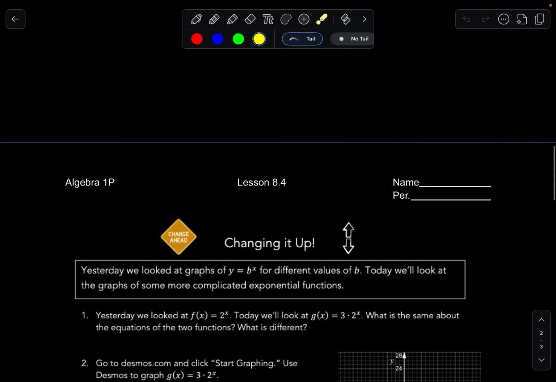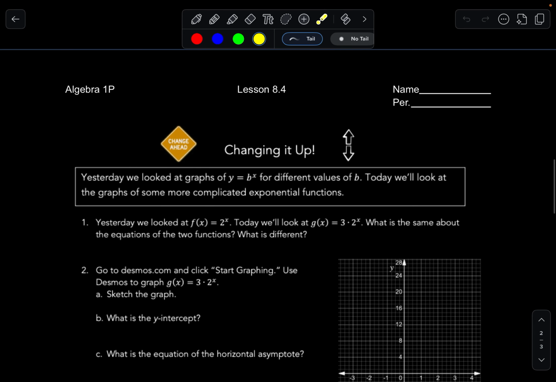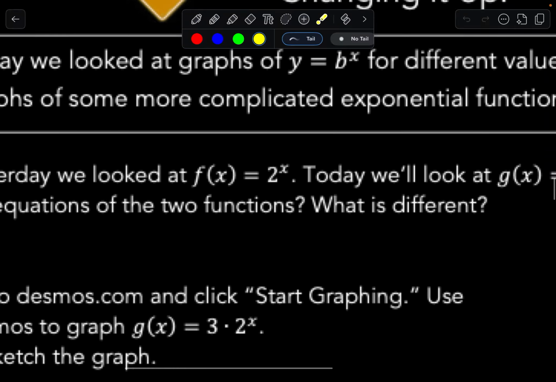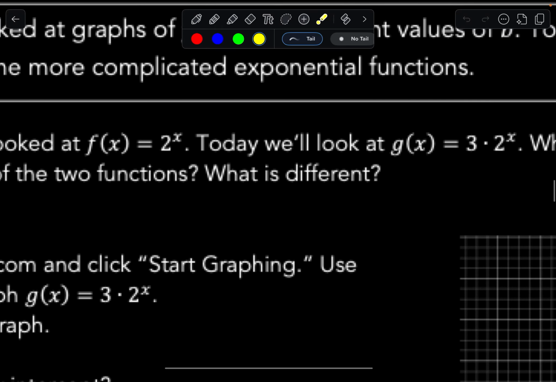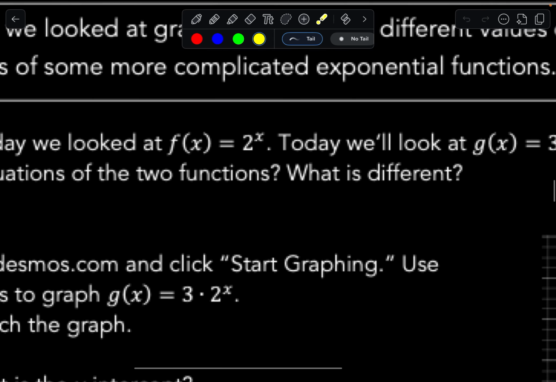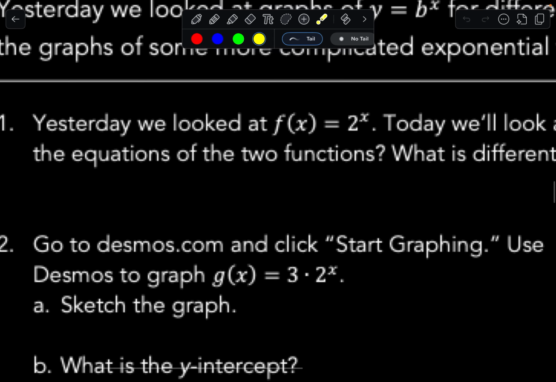All right, so here we go. Yesterday, we looked at f of x equals 2 to the x. Today, we'll look at g of x equals 3 times 2 to the x. What is the same about the equation of the two functions? What is different? Notice, f of x is 2 to the x, and g of x is 3 times 2 to the x. Well, what's the same?